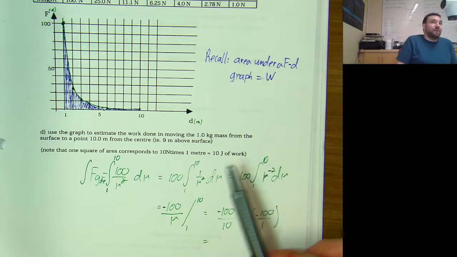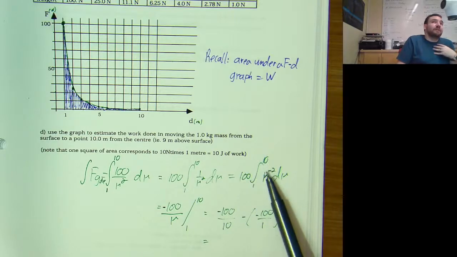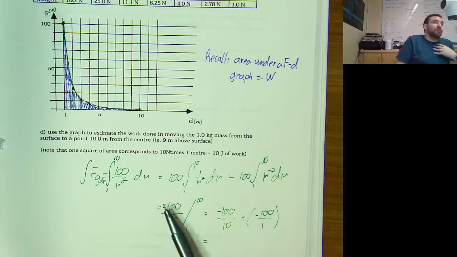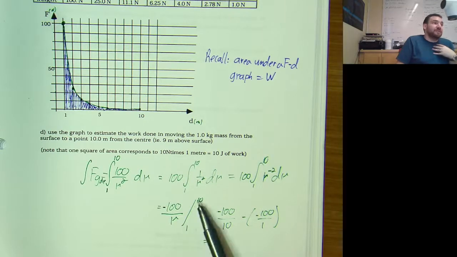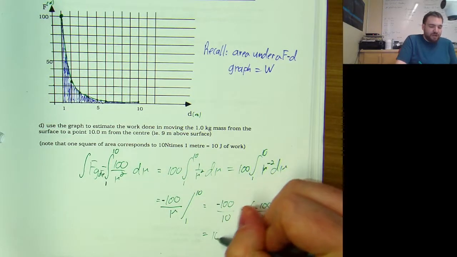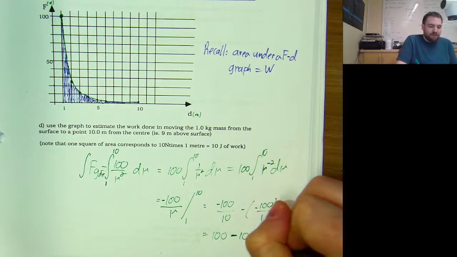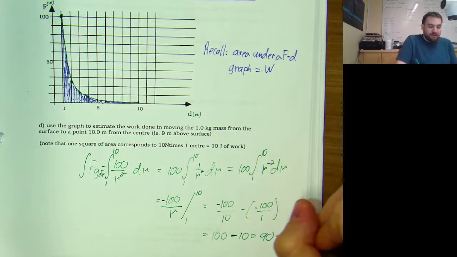That is what, after you take the integral, basically, we've taken the integral. It gave us this new function, and we're evaluating it between 1 and 10. That's what this line means. So this is going to become minus 100. That's just going to become 100 minus 10. Gives us 90.